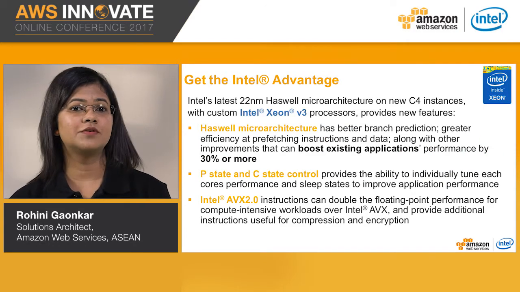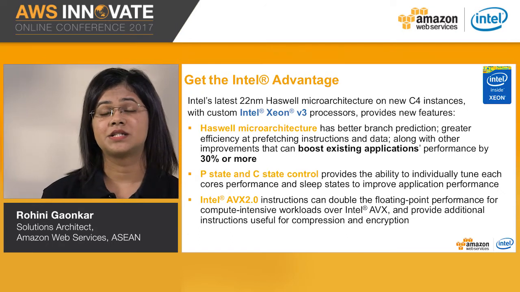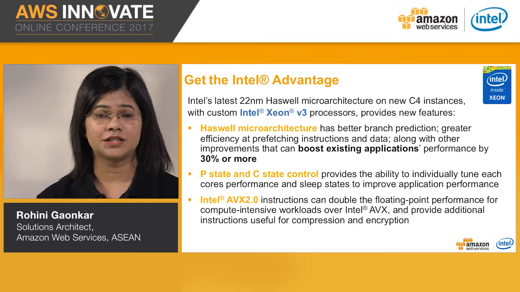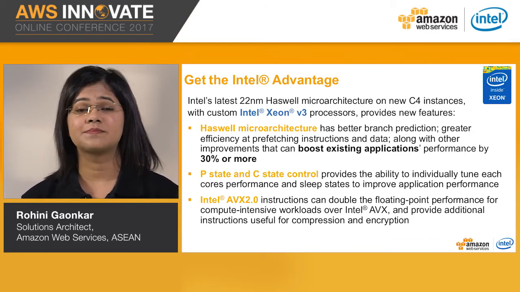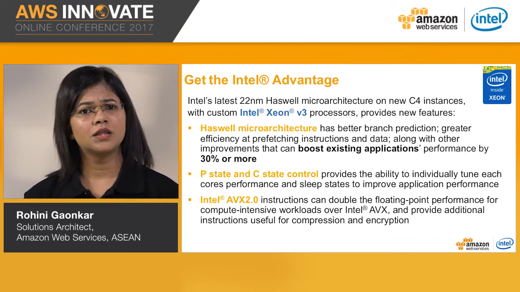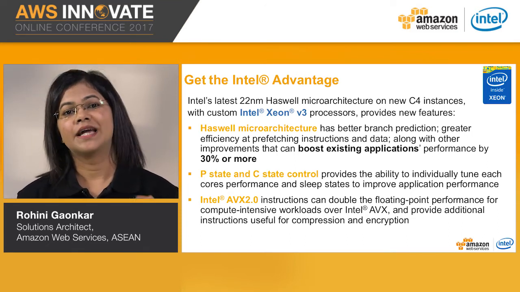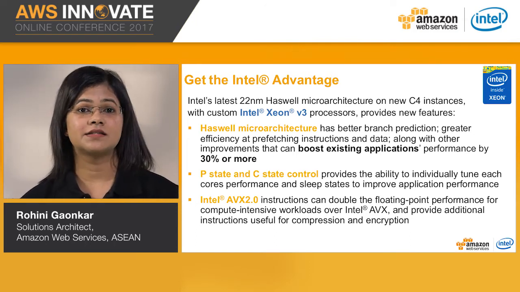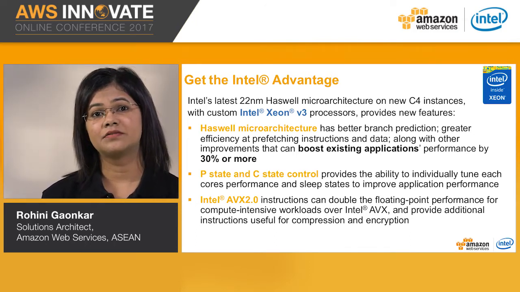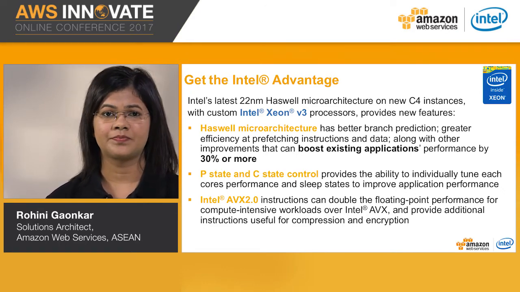AWS launched C4 compute optimized instances which utilize Intel's latest 22nm Haswell microarchitecture. C4 instances use custom Intel Xeon V3 processors designed and built especially for AWS. Through its relationship with Intel, AWS provides its customers with the latest and greatest Intel Xeon processors that help in delivering the highest level of processor performance in Amazon EC2.